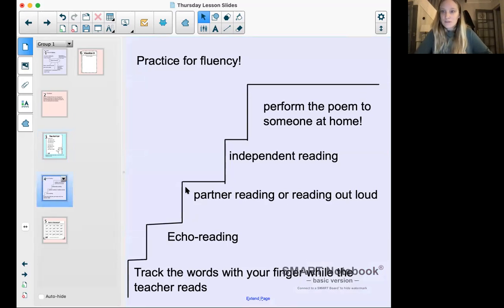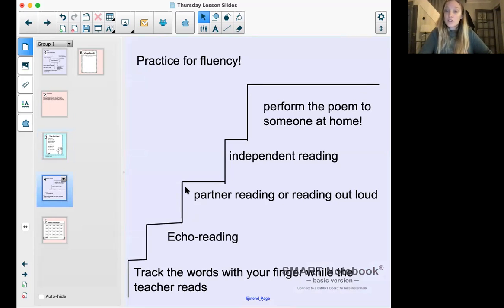So we're going to have some practice reading and performing that poem. And I've got some steps for us for practicing for fluency. So step 1 is trace the words with your finger while the teacher reads the poem. So while I read it out loud to you, can you point to the words as I go? And I'll go back and do it again so you can get a little bit of practice. So the next part is echo reading. So that's where we do my turn and then your turn.